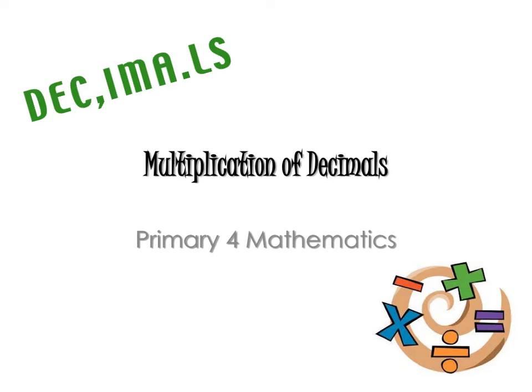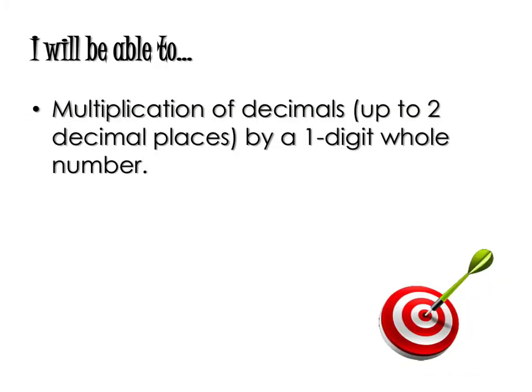Today's lesson we're going to look at multiplication of decimals. Now at the end of today's lesson you should be able to do multiplication of decimals up to 2 decimal places by a 1-digit whole number. So please take note, you are multiplying a decimal by a 1-digit whole number. So you're not learning how to multiply decimals with decimals.